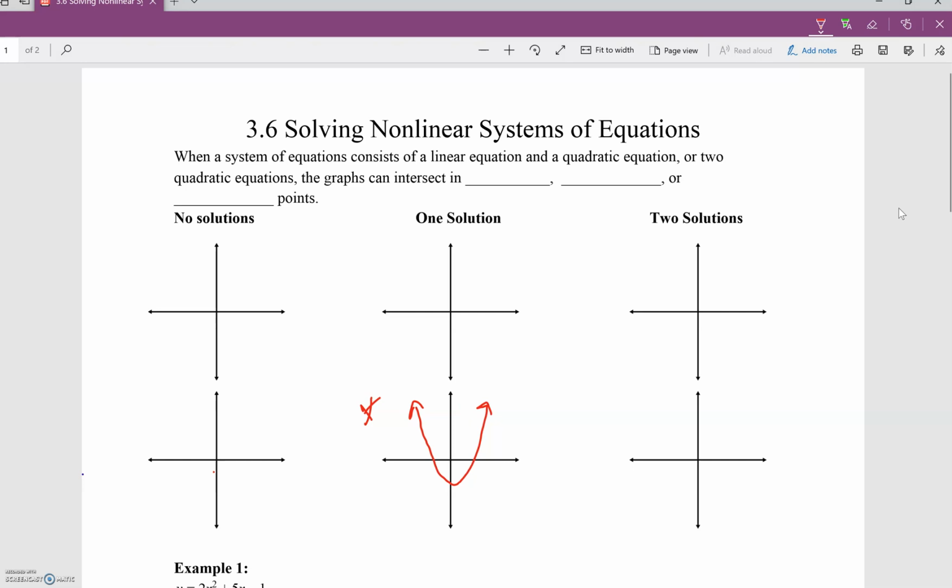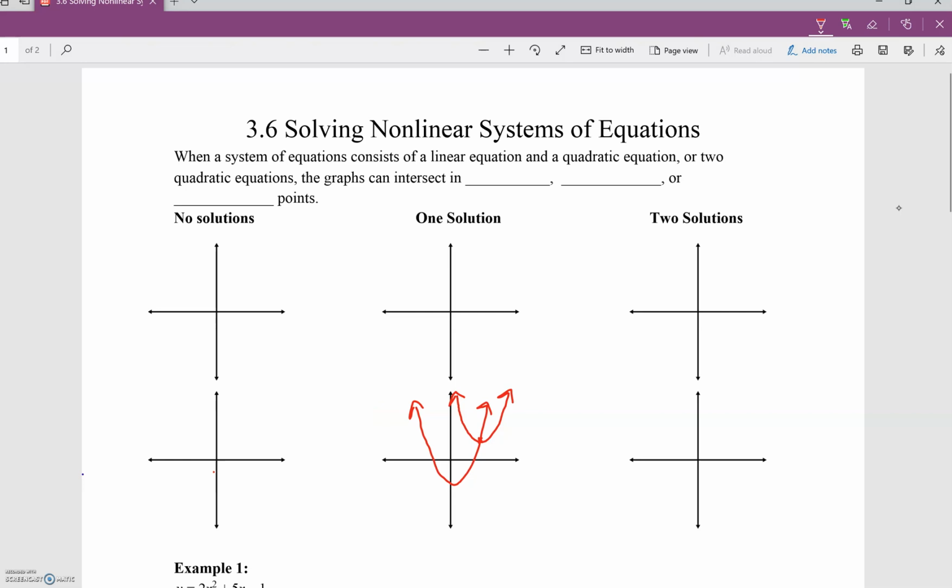If these guys have different steepness, they might intersect more than once. So what I'm looking at is two parabolas that have the same A value. If they have the same A value, they're going to be the same steepness. They're only going to intersect at that one point. So if the A values are the same, they will not intersect. If the A values are different, they could possibly intersect. So you have to look at the different situations.